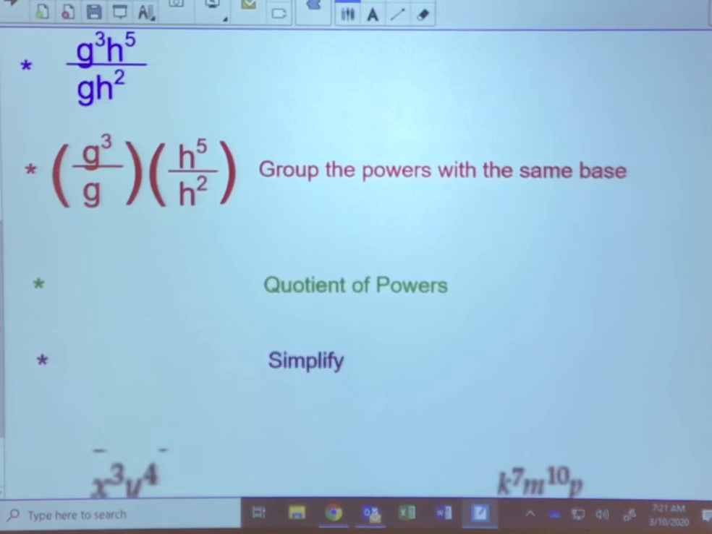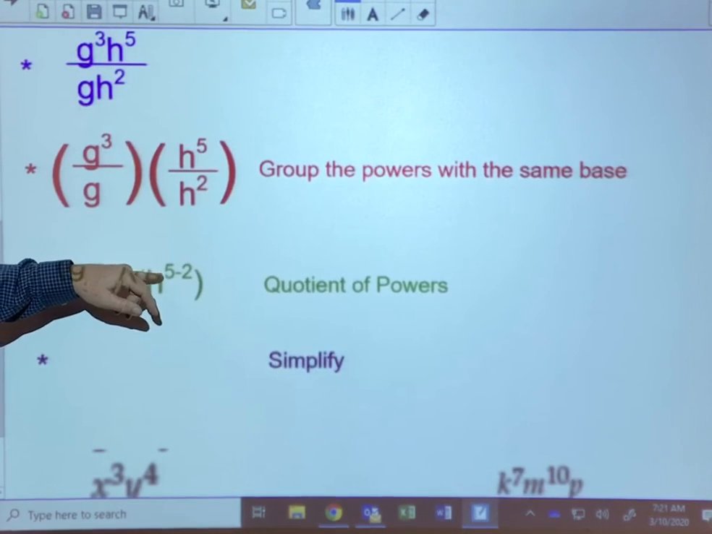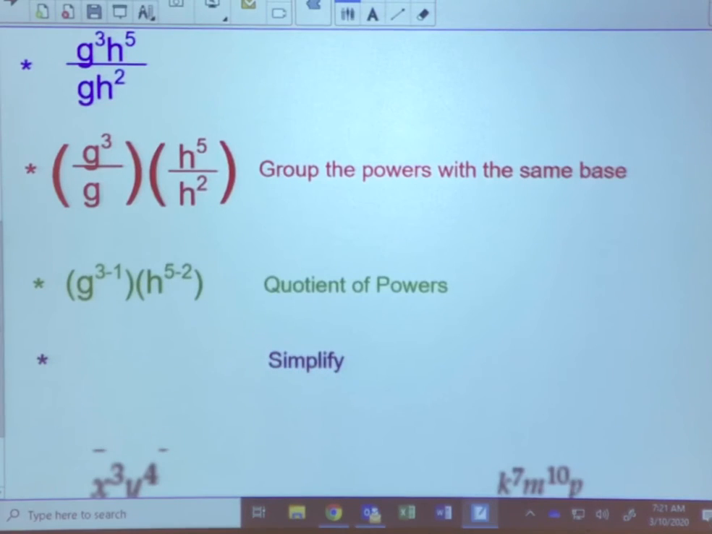We're going to apply our rule that we talked about, that is just simply to subtract their exponents. So when we do that, we've got g to the 3 minus 1 power, and we have h to the 5 minus 2 power. When we simplify that, or we just go ahead and do the subtraction, we're going to end up with g to the second power, h to the third power. So it's a matter of grouping first. If we have constants, go ahead and group those, and then group the powers that have the same base. Go ahead and apply our quotient of powers rule, and then simplify.